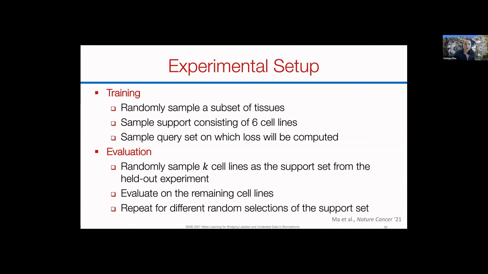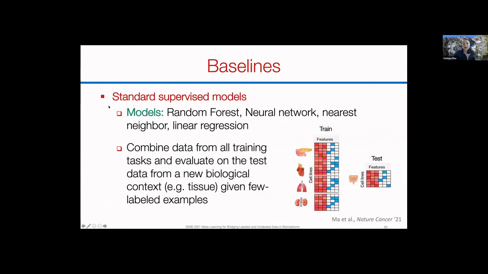Okay, so they compared their metalearning approach, the MAML approach, to different kinds of standard supervised learning models that are just trained on the support set. In particular, they trained a random forest and a neural network. They also tried nearest neighbors and linear regression. And one of the things that they did is, instead of just training on the cell lines from the target task, they combined the data from all the training tasks and evaluated on the test data in the new biological context.